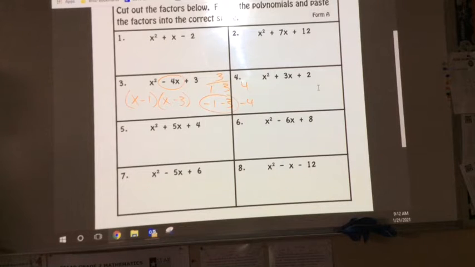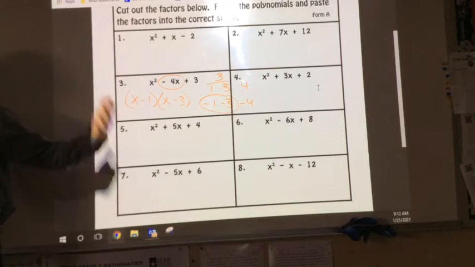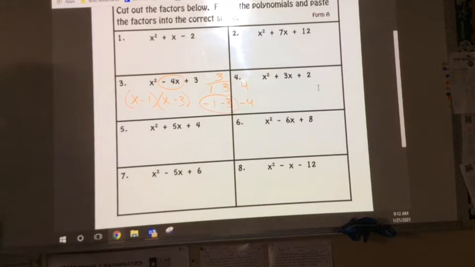Does it matter how we write them, like x minus 3 first? Doesn't matter at all. The reason it doesn't matter is because right here, you're multiplying. And we've learned in previous multiplying problems that 2 times 3 is the same as 3 times 2. So it doesn't matter. Other questions? Decent? All right, try 4.